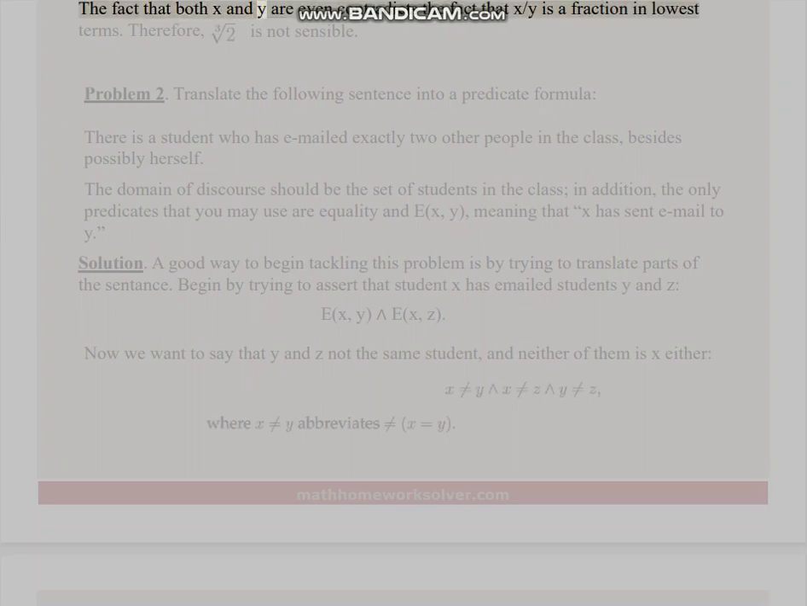The fact that both x and y are even contradicts the fact that x/y is a fraction in lowest terms. Therefore, the cube root of 2 is not sensible. Problem 2.